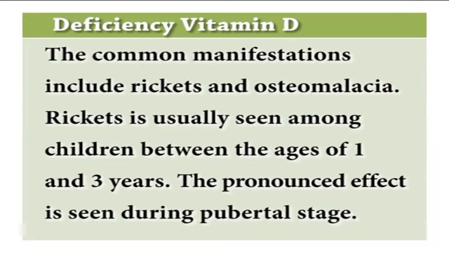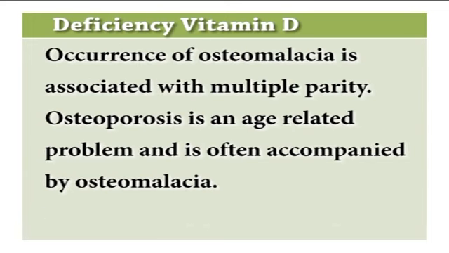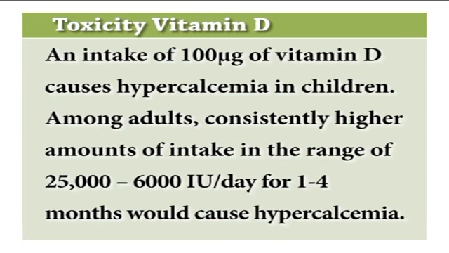Deficiency of vitamin D. The common manifestations include rickets and osteomalacia. Rickets is usually seen among children between the ages of 1 and 3 years. The pronounced effect is seen during the pubertal stages. Occurrence of osteomalacia is associated with multiple parity. Osteoporosis is an age-related problem and is often accompanied by osteomalacia. Deficiency is very common in the Indian subcontinent.